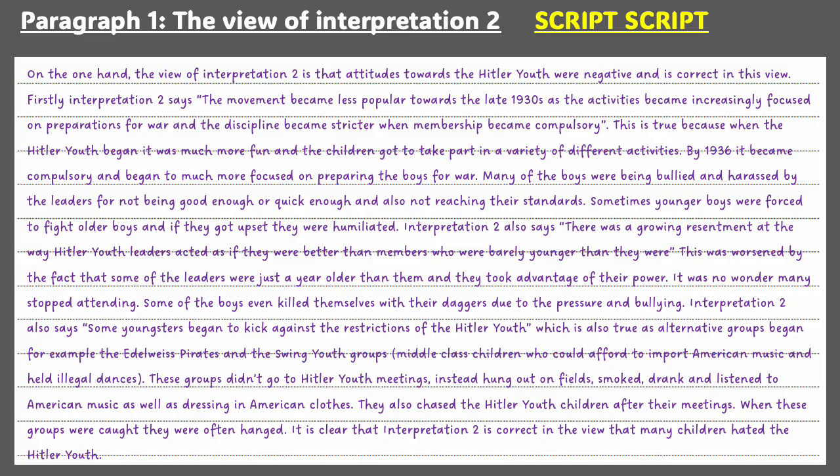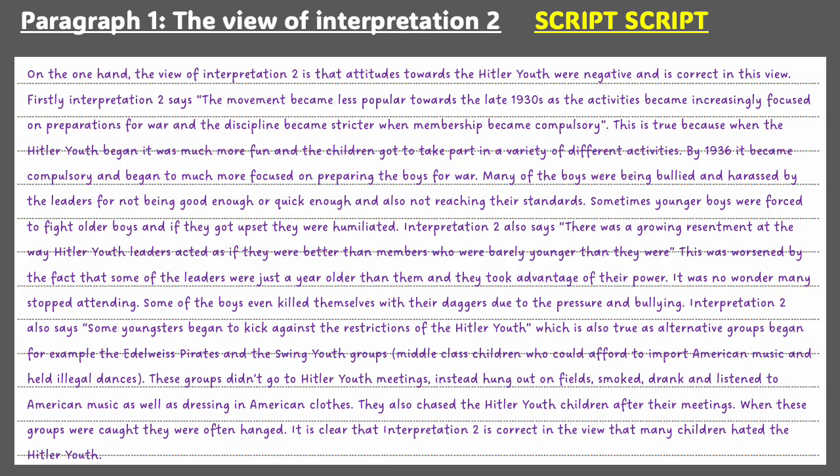Third quote, interpretation 2 also says some youngsters began to kick against the restrictions of the Hitler Youth, which is also true as alternative groups began. For example, the Edelweiss Pirates and the Swing Youth groups. These were middle-class children who could afford to import American music and held illegal dances. These groups didn't go to Hitler Youth meetings, instead hung around on fields, smoked, drank and listened to American music, as well as dressing in American clothes.